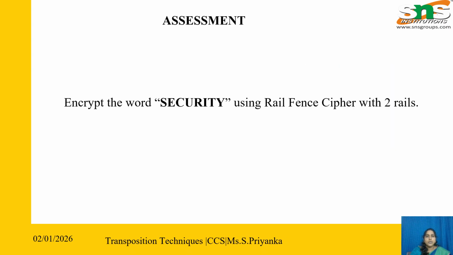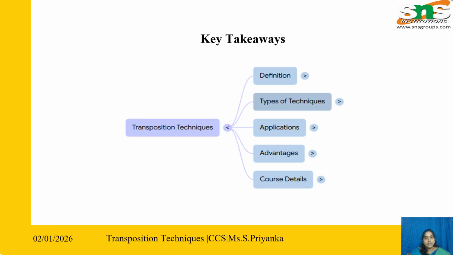Next, let's have a small assessment. You have to encrypt the word security using the rail-fence cipher with 2 rails, that is 2 depth. You just try it out, students.